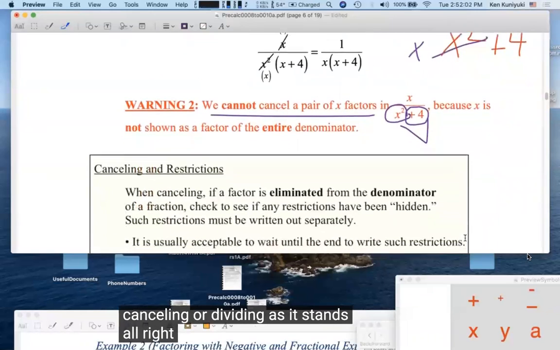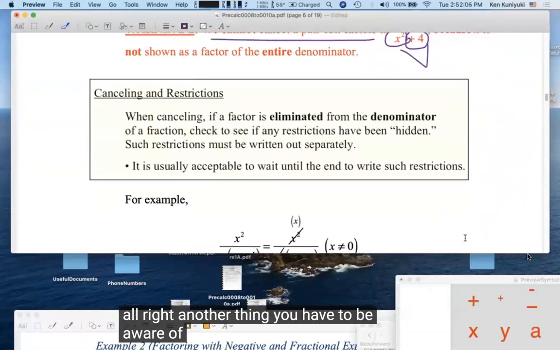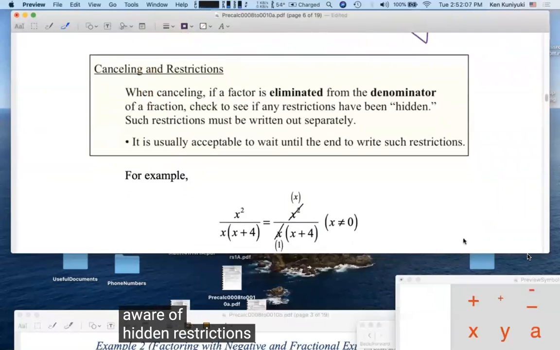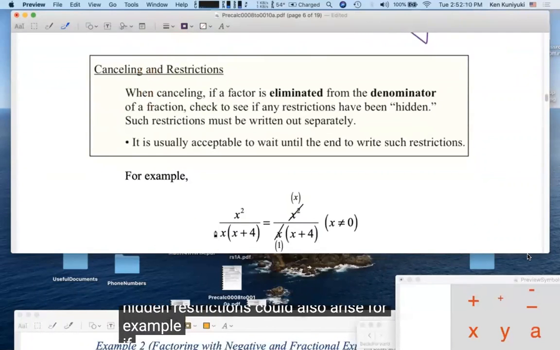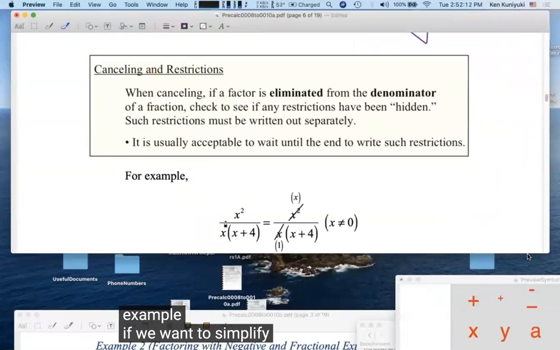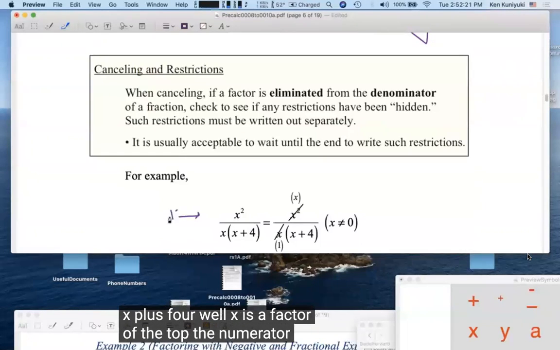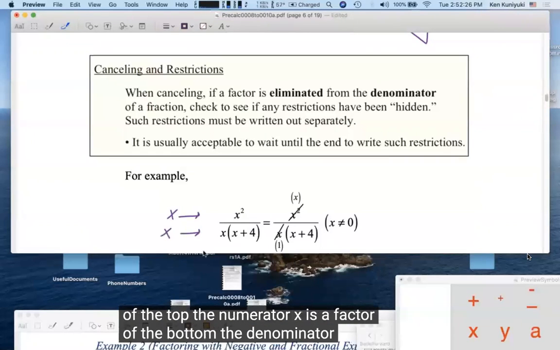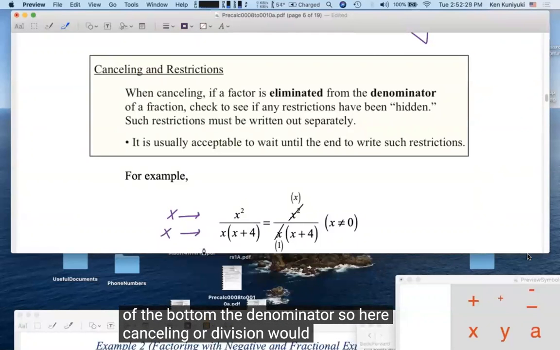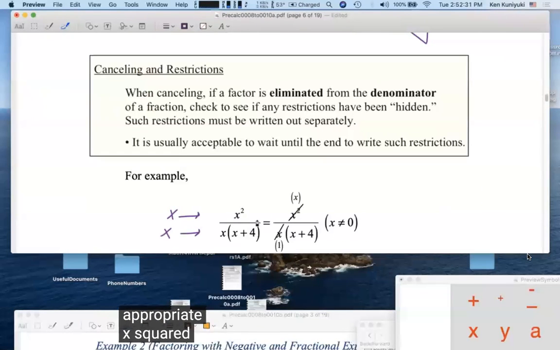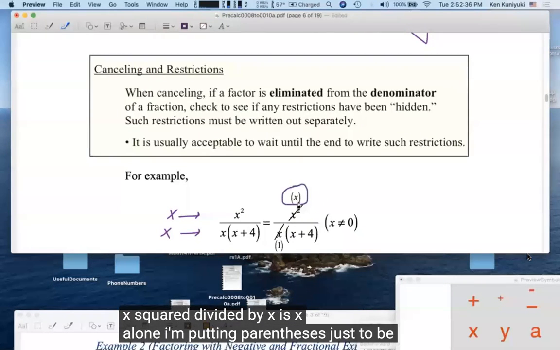All right. Another thing you have to be aware of, hidden restrictions could also arise. For example, if we want to simplify x squared over x times the quantity x plus 4. Well, x is a factor of the top, the numerator. x is a factor of the bottom, the denominator. So here, canceling or division would be appropriate. x squared divided by x is x alone. I'm putting parentheses just to be safe.